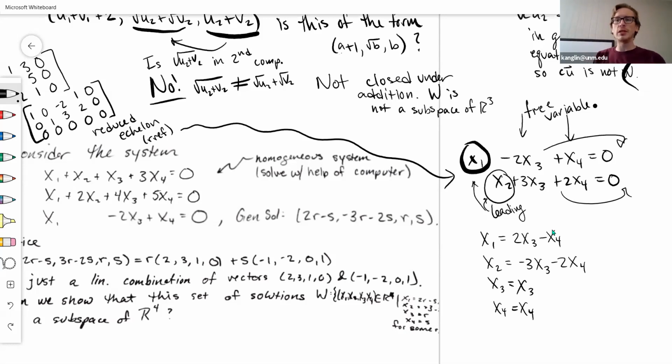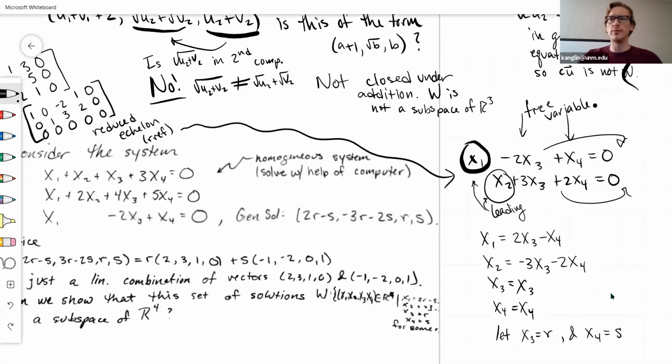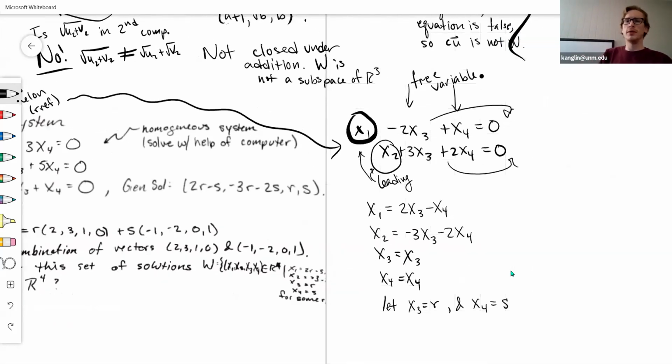But remember, we didn't typically leave it like this. Typically, we replace the free variables with a parameter value. So I will let x3 be our R parameter and x4 equal an S parameter. So if I do that, then we have, this I'll consider my full solution here, x1, x2, x3, and x4 equal, let's see what I get.